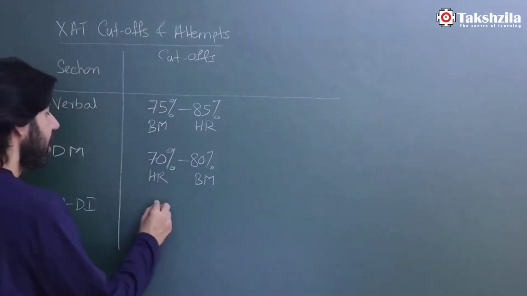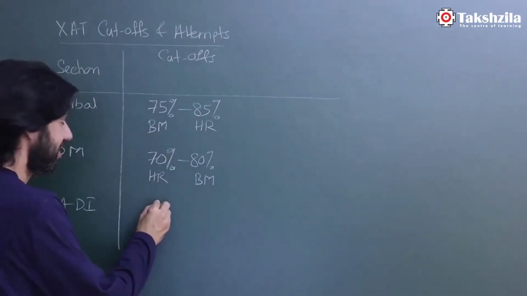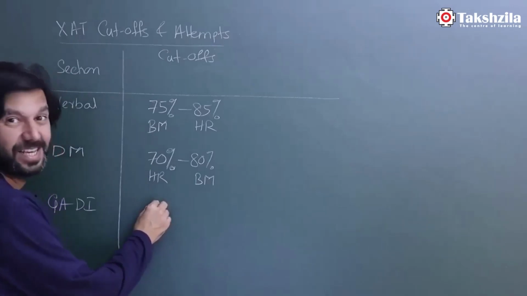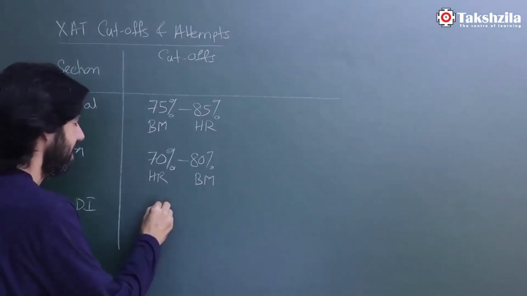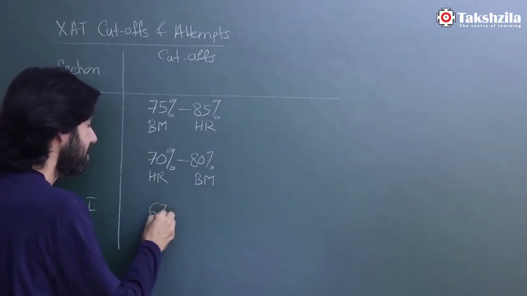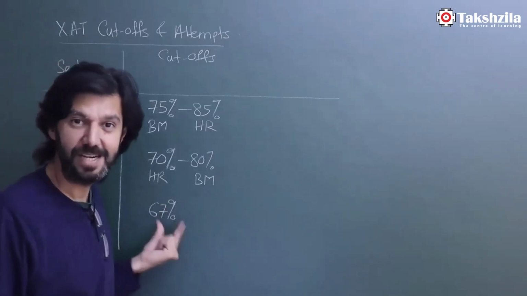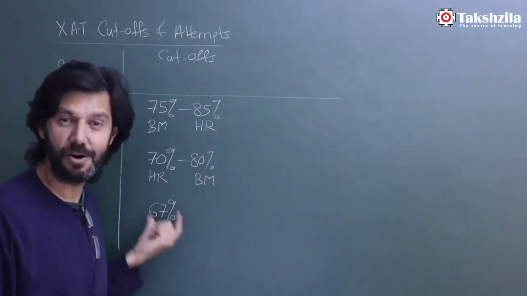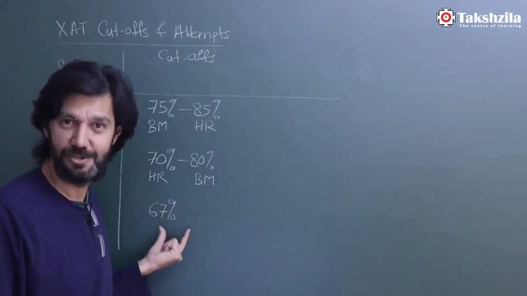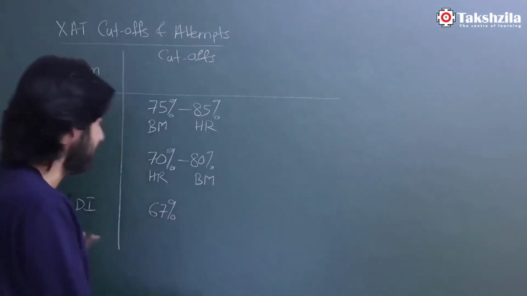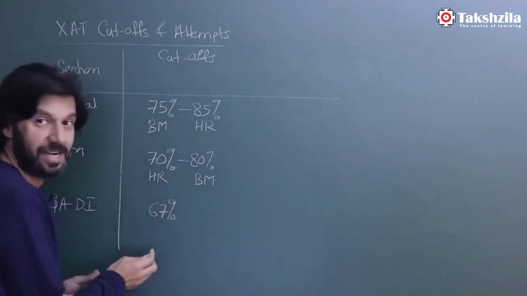Quant and DI, here is the surprise, yeah. Quant, the lowest percentile is as low as 67 percentile, students. And remember, this is percentile. The number is so low that it almost gets confused with percentage of questions. No, it is percentile, just 67 percentile.